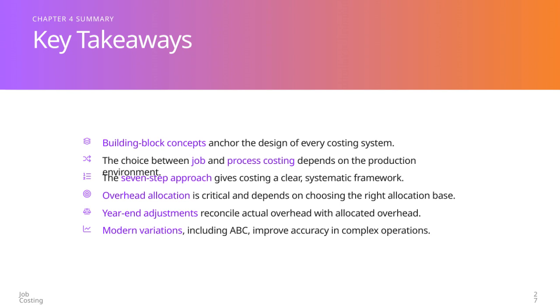It's also important to make year-end adjustments to reconcile the actual overhead costs with what was allocated throughout the year. Finally, modern costing methods like activity-based costing, or ABC, help improve accuracy, especially in complex operations where traditional methods might fall short. Keeping these points in mind will give you a solid grasp of costing systems and their practical applications.